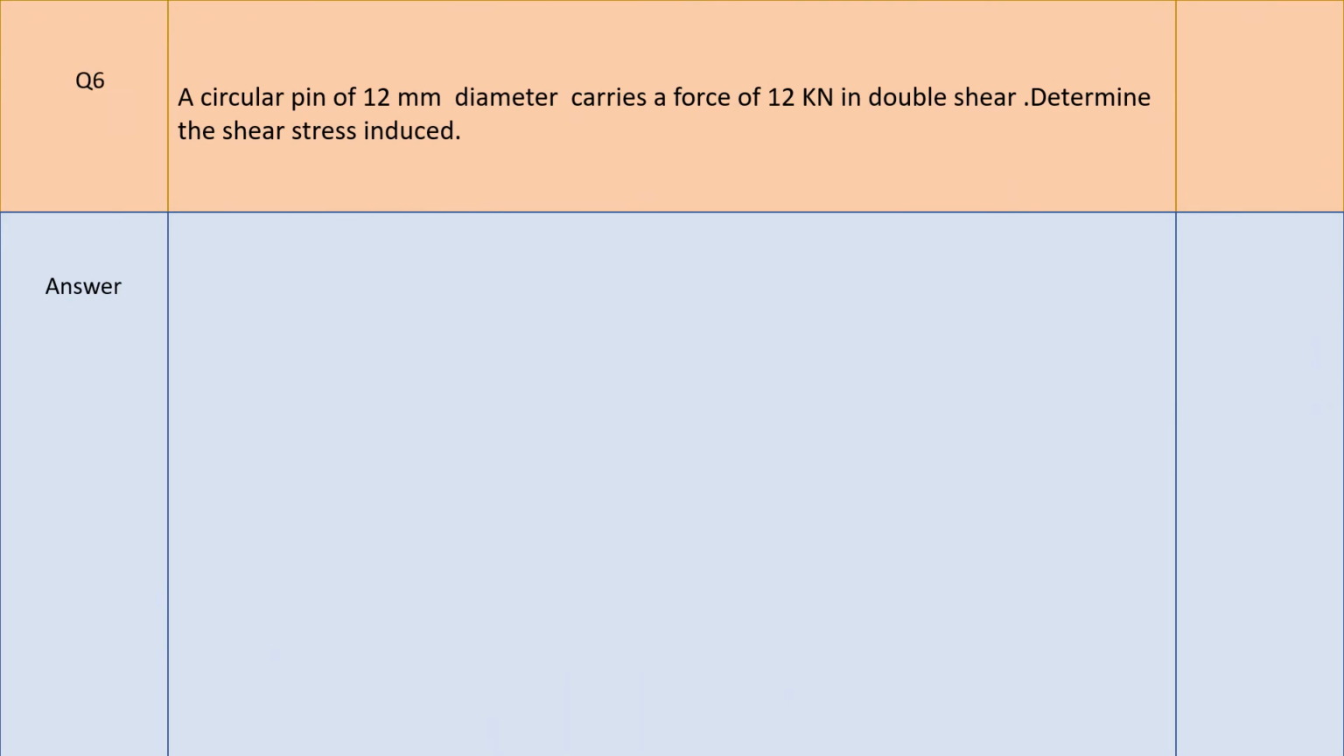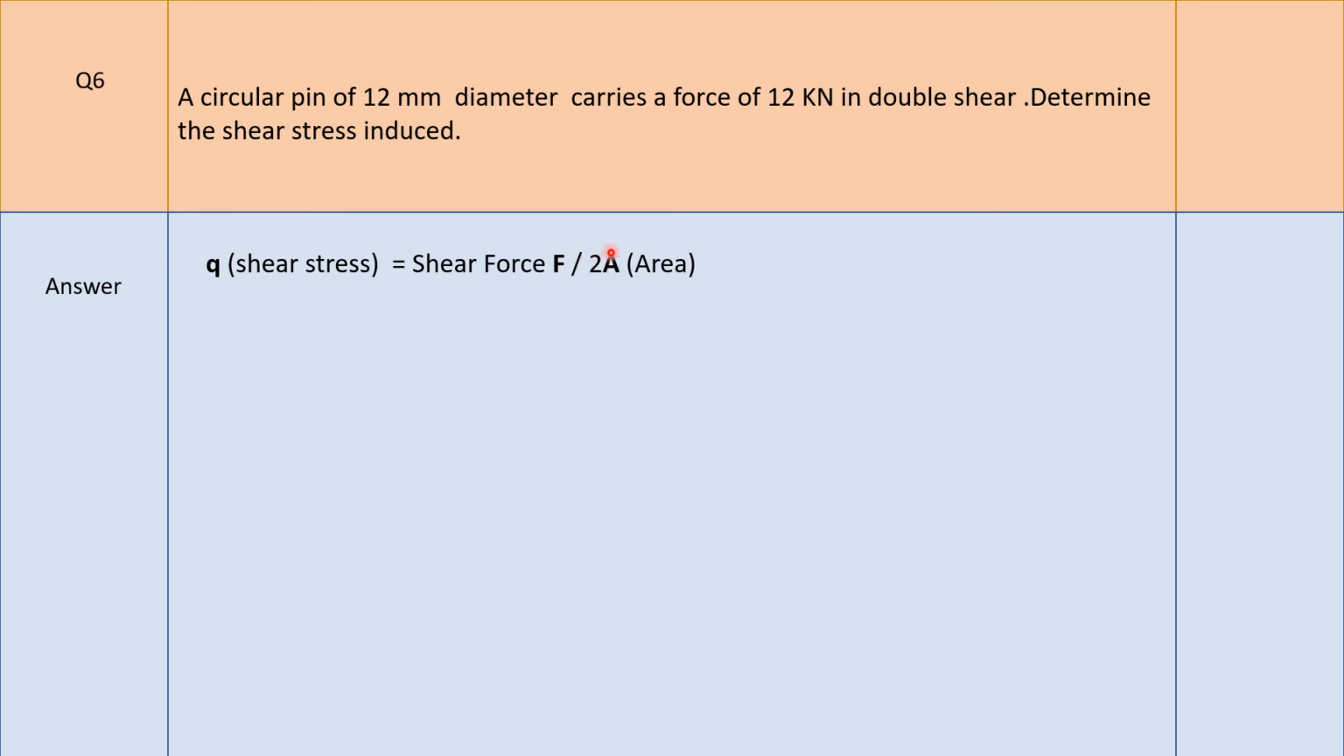Now this is the next problem. A circular pin of 12 mm diameter carries a force of 12 kilonewton in double shear. Determine the shear stress induced. Now the shear stress induced will be shear force F divided by, now it is in double shear, so we have to double the area, twice A. This is very important here.